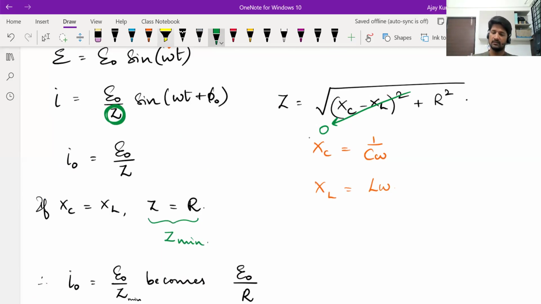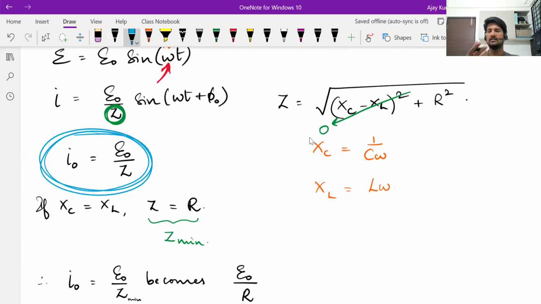You can't change C, L, R values. These cannot be adjusted. But the omega of the EMF that you are applying, the angular frequency of the alternating EMF, can be adjusted by us. And when you adjust that, XC and XL will get adjusted. C and L won't change, XC, XL values will change. Now, when you change XC and XL values, you will indirectly be changing the Z value. And if you are changing Z value, it means you are changing the peak current in the circuit. So you can adjust how much current flows in an AC circuit by changing the frequency.